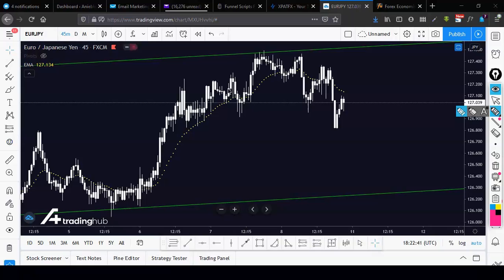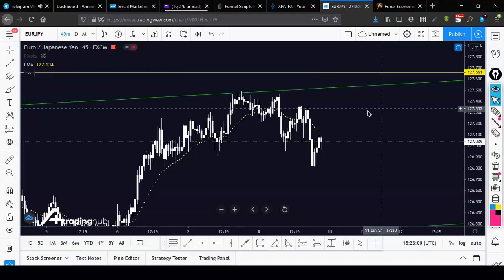Let's look at this. Alright, look at that impulse there. Move. This looks more like a double top. Then the first impulse, return, then another one. So for Euro JPY, it's good for a sell.